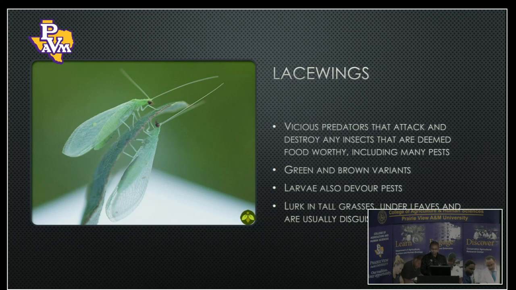They won't eat wasps or spiders or anything like that, but they'll eat any of the things we talked about today. And they'll actually hide in grasses and weeds, so it's good to leave weeds around your farm. That's going to benefit the beneficial insects and bring them in, and that's where they hide out. There's actually a green and brown variant, and they both do the same thing. They're just different colors, and the larvae will also eat pests as well.